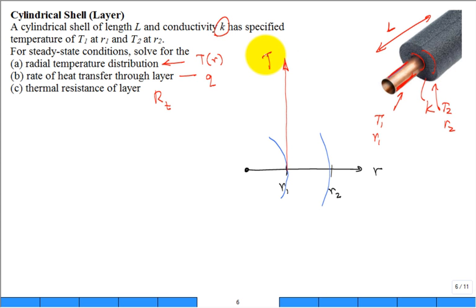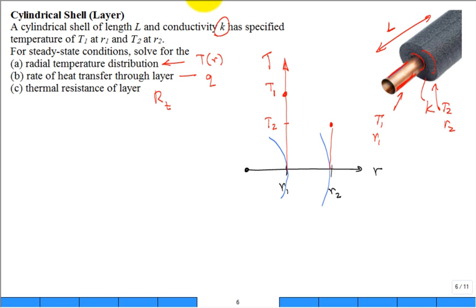If the heat is flowing from a hot inner pipe to cooler outside, right? You're trying to insulate, to prevent the heat loss from a hot pipe. The temperature T1 on the inside will be greater than the temperature T2 on the outside. Clicker question.